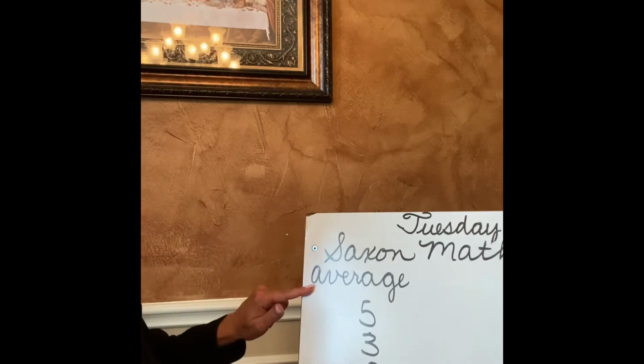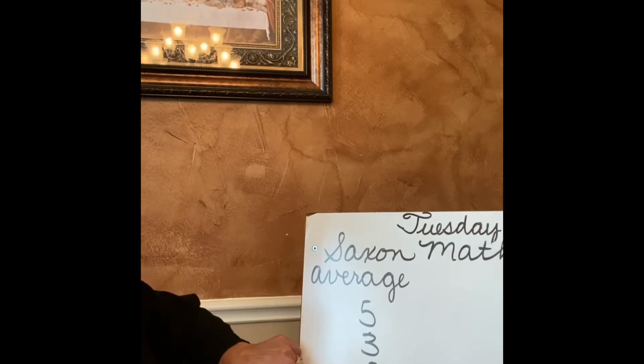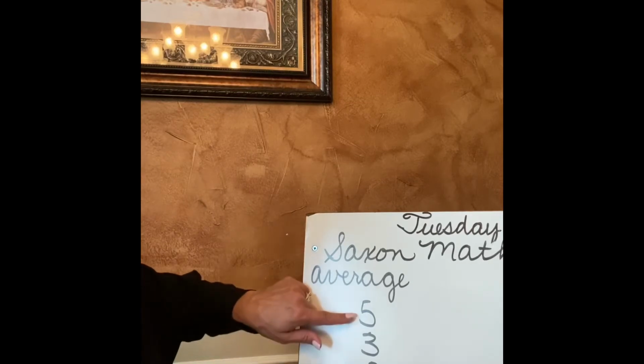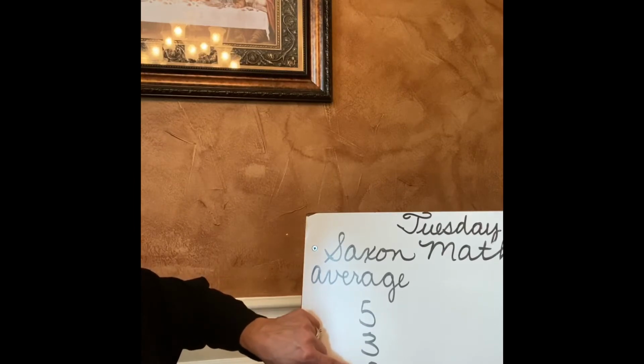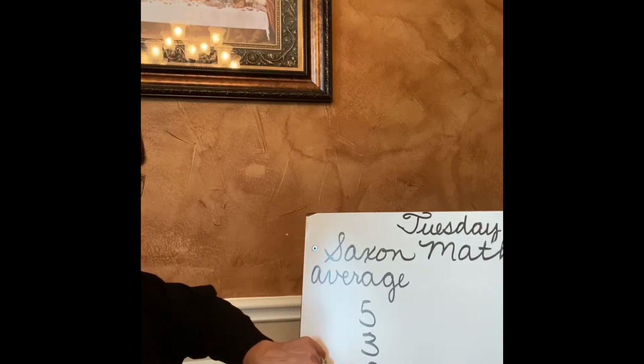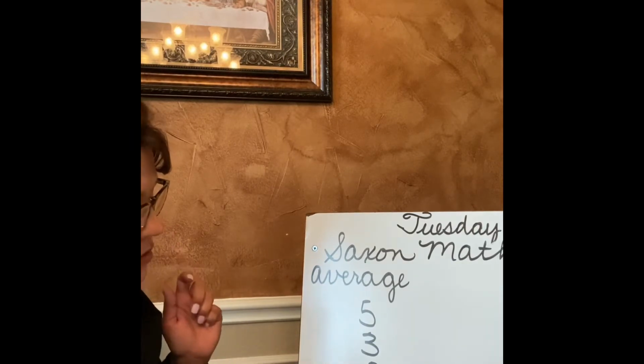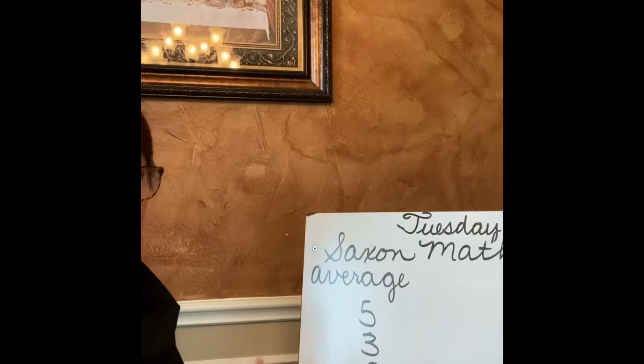So finding an average of a set of numbers, basically you take the numbers, you add them together. So let's do that. 5 plus 3 is 8. 8 plus 2 is 10. 10 plus 6 is 16. Okay, so then this is a two-step problem.